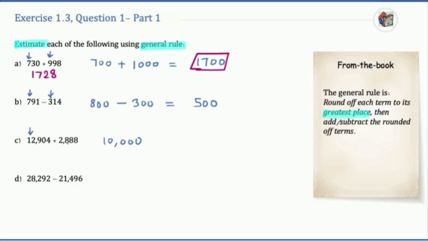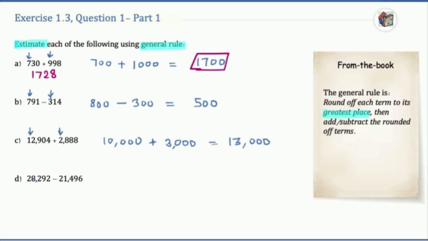Next, 2888. Greatest place is this, which is the thousands place. Now 2888 is between which two thousands? It's between 2000 and 3000, but it is closer to 3000. So that's what we take. And then because we had to add the original numbers, we add these two, and when you add, you get 13,000 as your estimate. Now let's do part D.